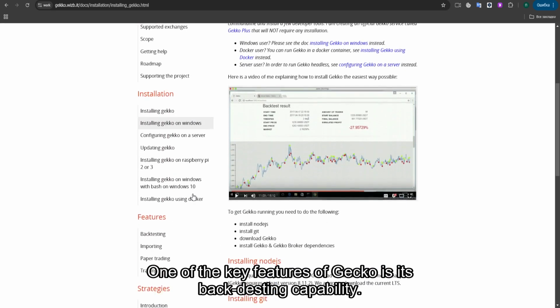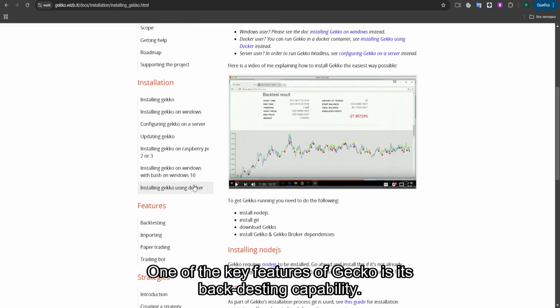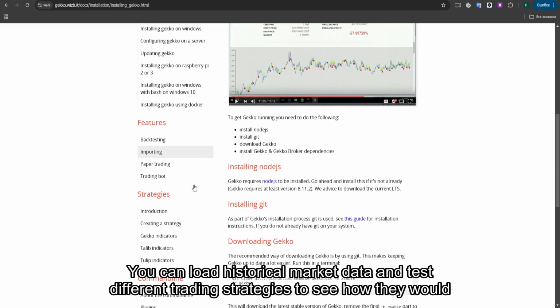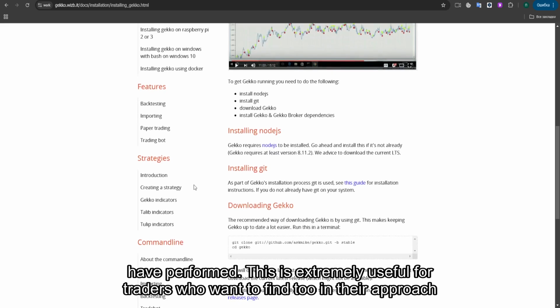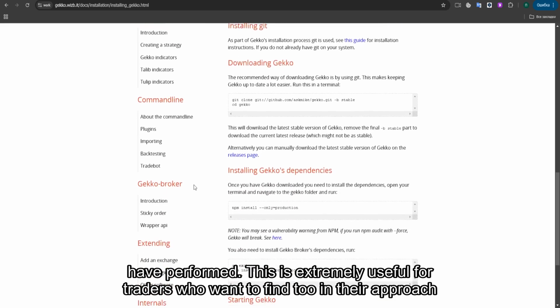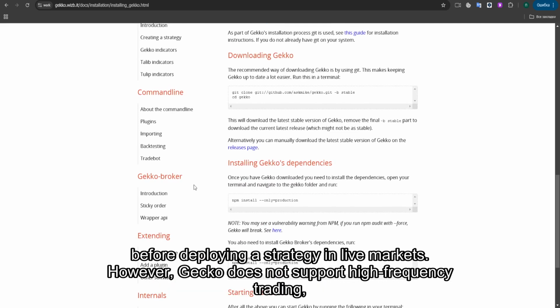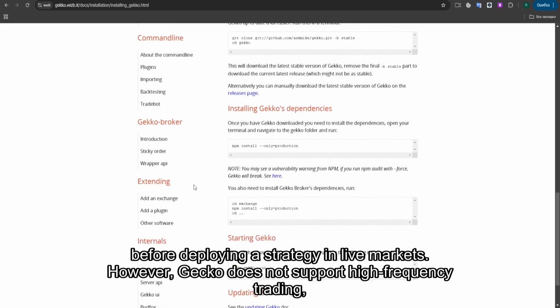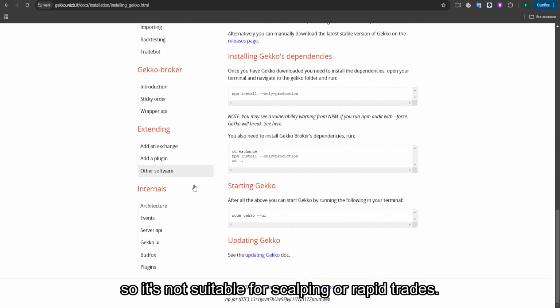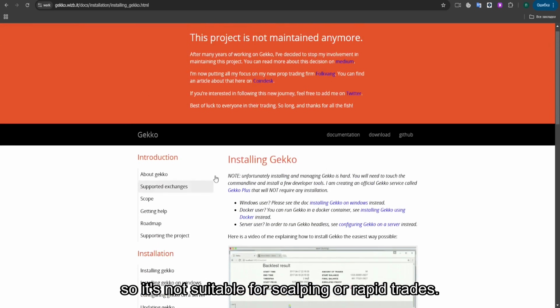One of the key features of Gekko is its backtesting capability. You can load historical market data and test different trading strategies to see how they would have performed. This is extremely useful for traders who want to fine-tune their approach before deploying a strategy in live markets. However, Gekko does not support high-frequency trading, so it's not suitable for scalping or rapid trades.